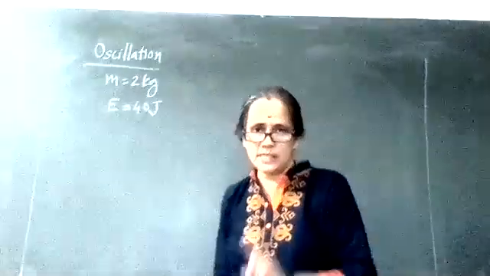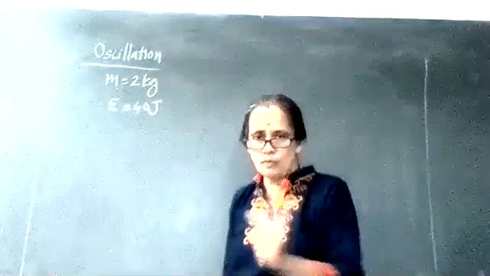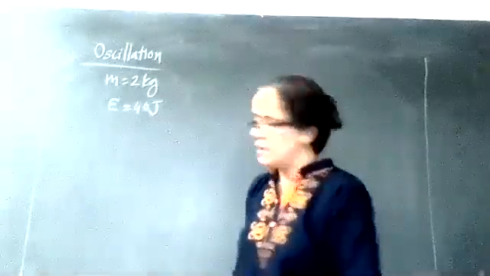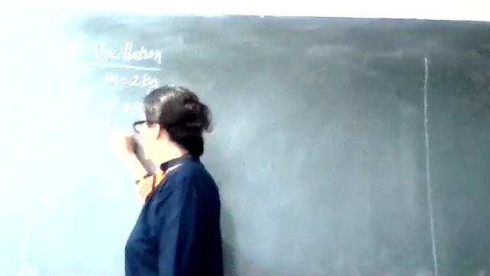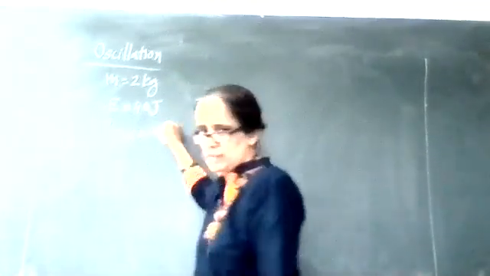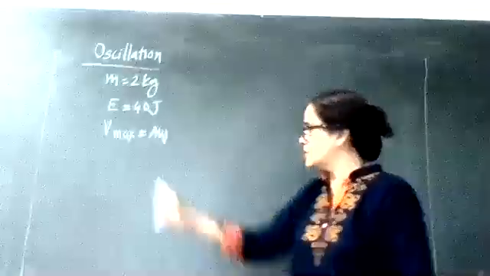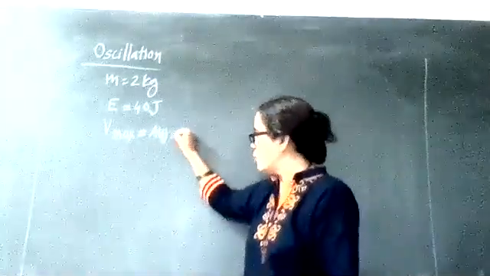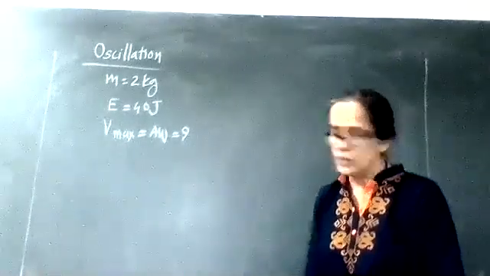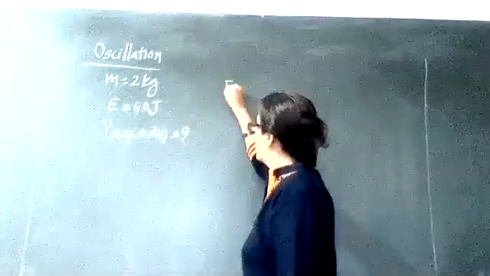Center of the path means mean position. So you have to find the speed of that particle when it is crossing the mean position. And at mean position, the velocity of a particle performing SHM is maximum, that is V max, which is equal to A omega. Means I want to find out the value of A omega. Clear? So now, I will write the energy formula.